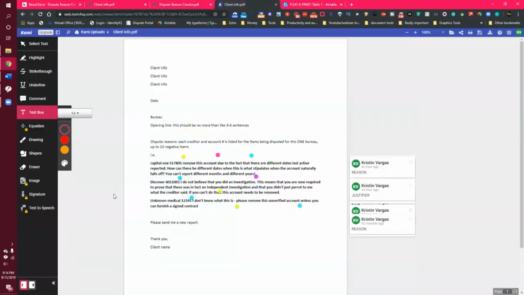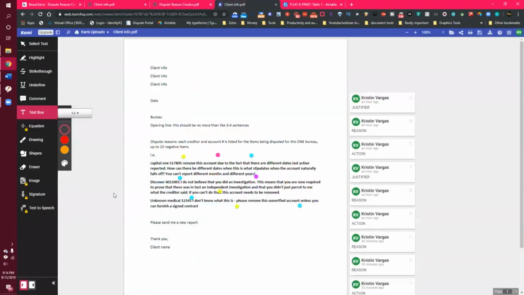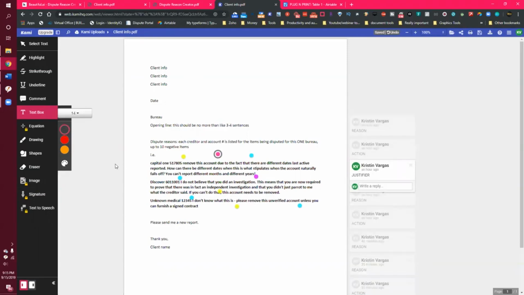So what I did was I took the letter that we were just talking about, and I've shown you where the action, the reason, and the justifier is, because that is what makes up the formula for a dispute reason. The only thing that we are looking at is where these little dots are. We have yellow, whatever this red color is, or purple. The purple and red are supposed to be the same color, my bad, and the blue. Let's go change this to purple so that they are consistent.